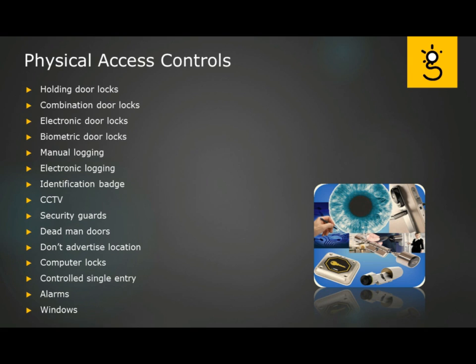Might put the little closed circuit TVs up in the ceilings, the little bubbles in the ceiling, and let people know that you're being watched. Through the use of security guards. You could have the dead man doors, which sometimes they call man traps. You have to go all the way through both sets of doors before anybody else can come in. You might go with the idea of important doors, important rooms, important buildings.